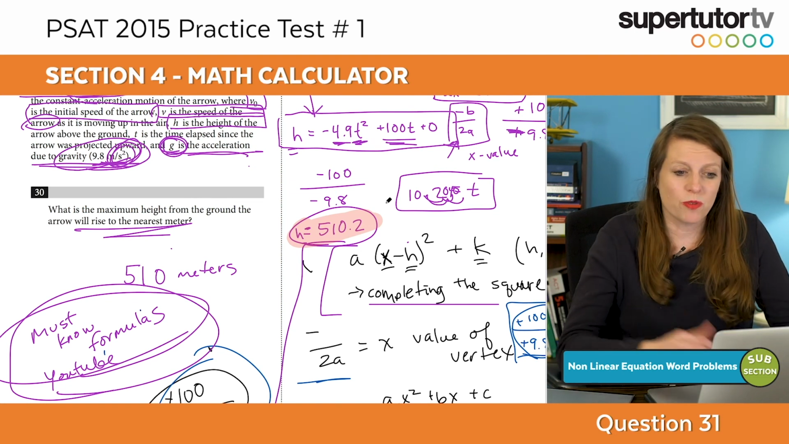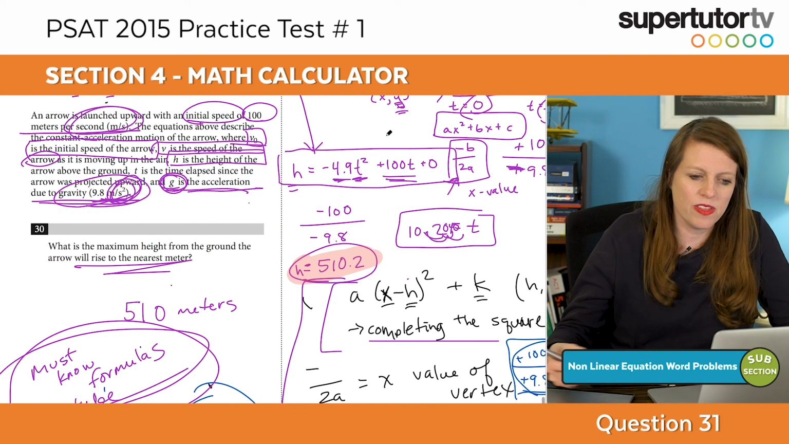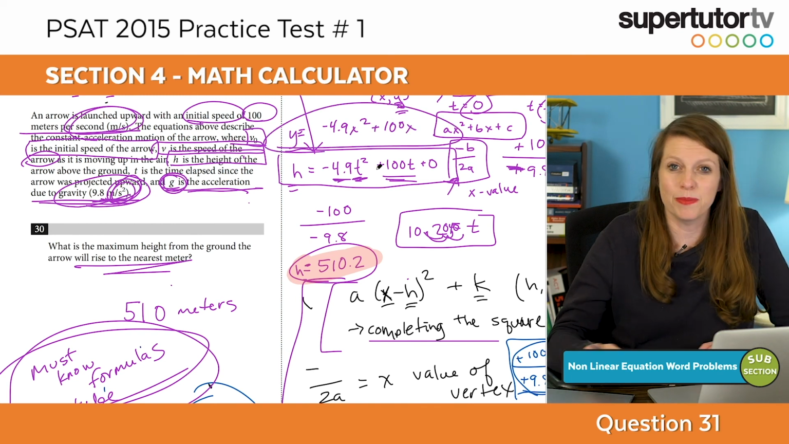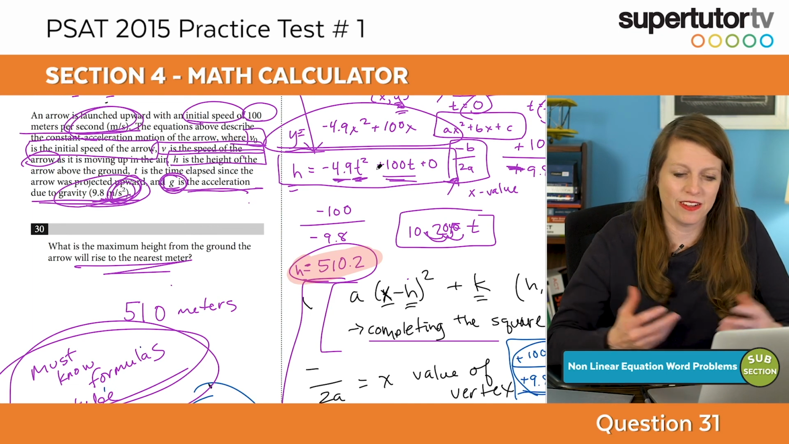You can also always graph this, right? Once I get this up, I know that the h is essentially like a y, right? I know the t is essentially like an x, so I can graph this as y equals negative 4.9 x squared plus 100x. This is just a parabola. See how simple that is? And find the vertex. That's all you have to do.